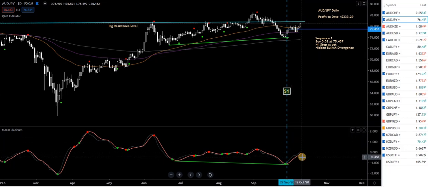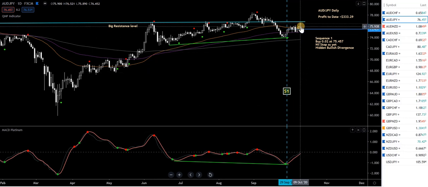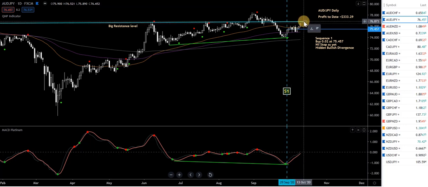And with the MACD platinum still just below the zero level, but it's getting close. It's going to pop through that zero level probably on Monday and come up near this level here. I'll probably look at closing out half and tighten up a stop, something like that. So it's all looking good at the moment.